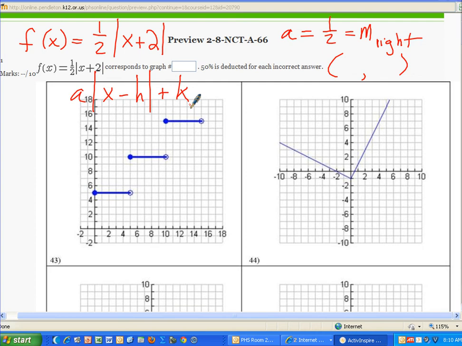It's much, much easier than having to take the time to put this on a graphing calculator and tweak the window to get the window right. That stuff takes time. This doesn't. So H is -2. What's K? 0. So then this is pretty simple.